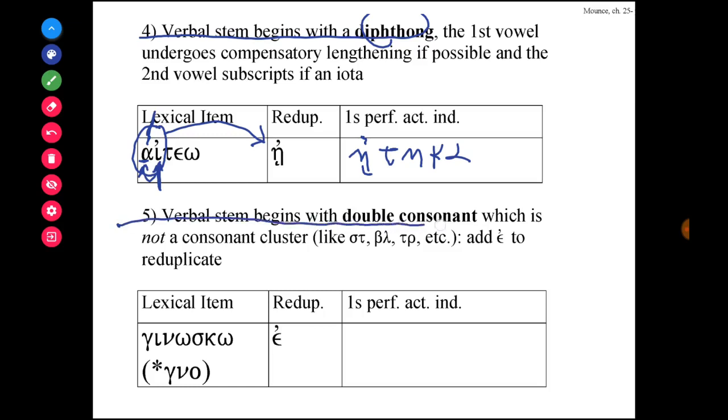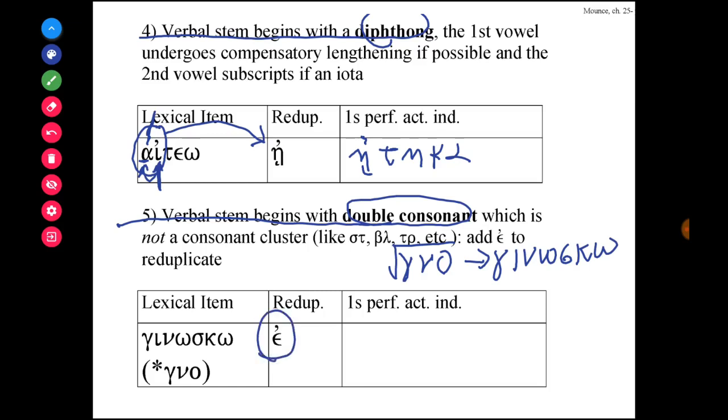What if I have a double consonant, like with the verbal root gno, which is the root for ginosko? Well, the reduplication for double consonant is simply adding an epsilon to it. So the perfect is based on the verbal stem, not the present stem. So egnoka is I have known.